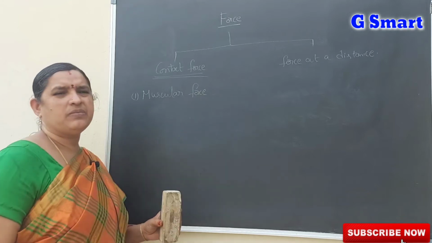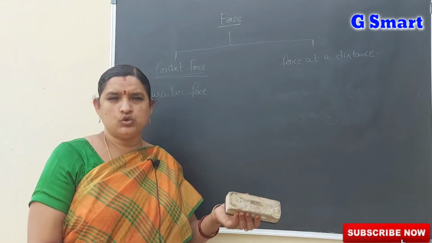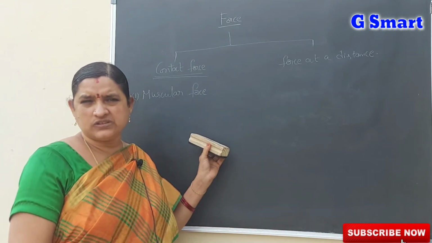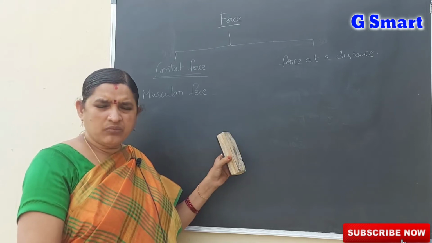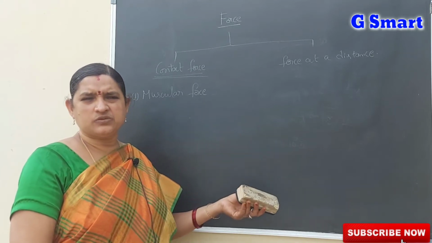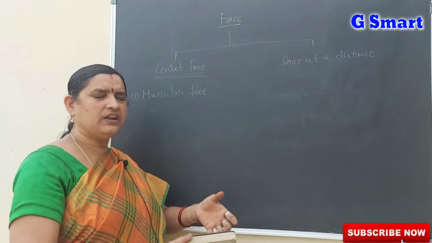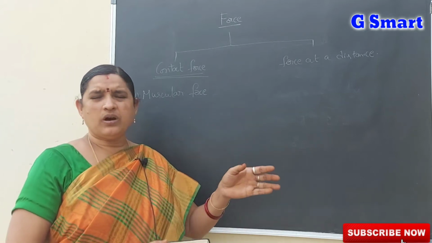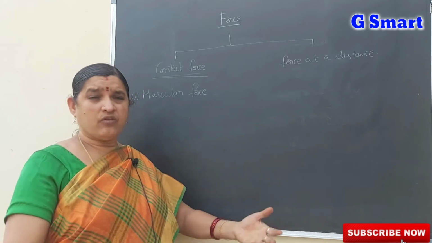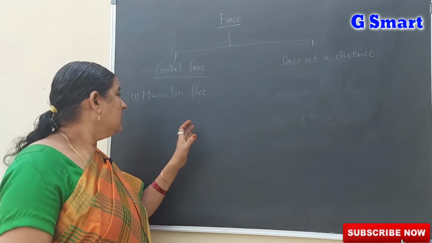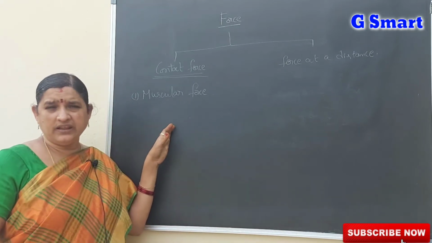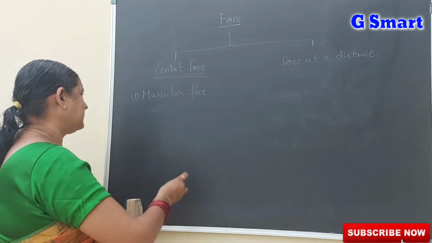Force exerted by our body muscles to do some work is called muscular force. By using our body muscles, we can lift a bag, we can throw a ball, we can walk and we can run also. So, the force exerted by our body is called muscular force.